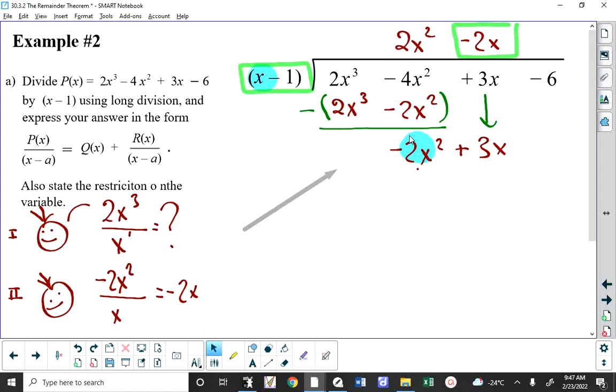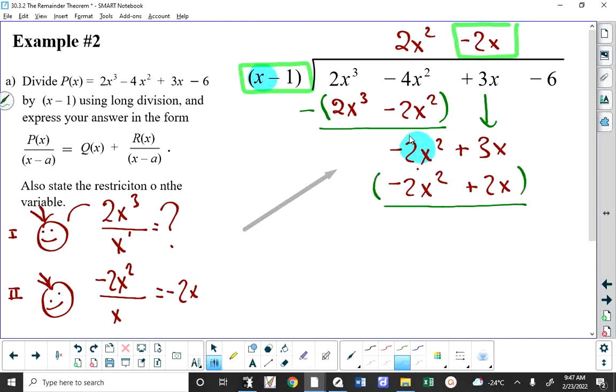So negative 2x times x is negative 2x squared. Well, it better be negative 2x squared. That was the point of dividing, to get the thing that would give us negative 2x squared by multiplication. Negative 2x times negative 1 is positive 2x. And you subtract.